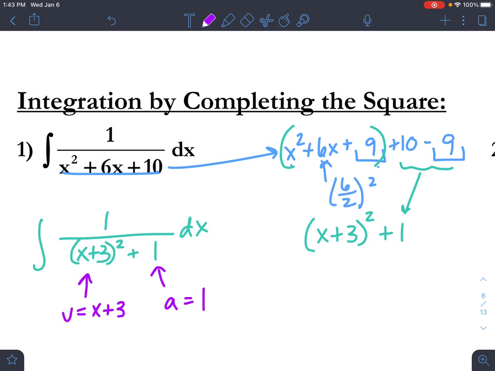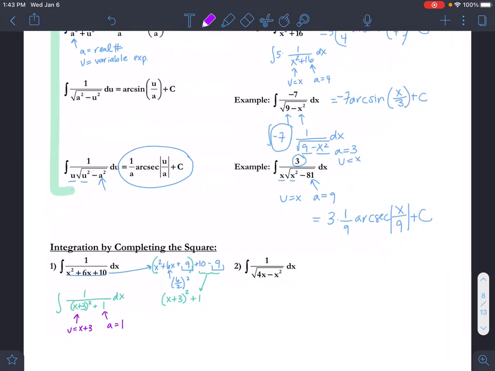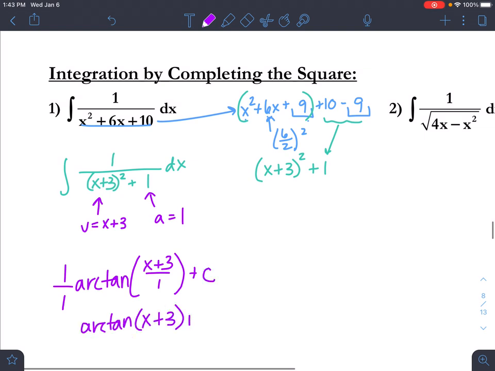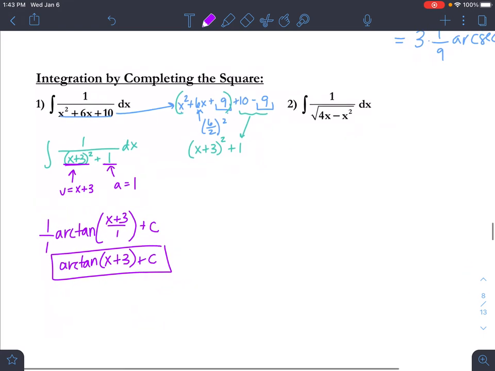So if we were to follow, again, we're looking for which one it matches. Hopefully you see arctangent, that first one. So 1 over a arctangent of u over a plus c. And you can rewrite that a little nicer since we don't need that over 1. And that's it. So again, what we're utilizing is completing the square in order to get this to be a perfect square plus a perfect square.